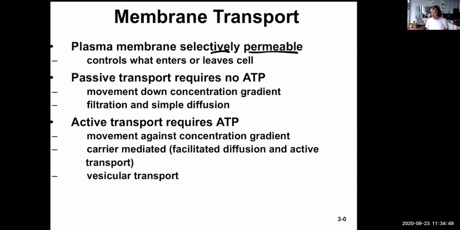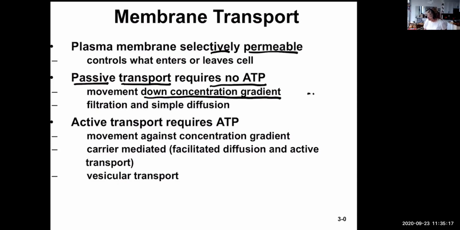So there is such a thing as passive transport. It doesn't require energy. It doesn't require ATP. And the reason it works is that substances move from an area of high concentration of themselves to an area of low concentration of themselves. So down, in other words, their concentration gradient.